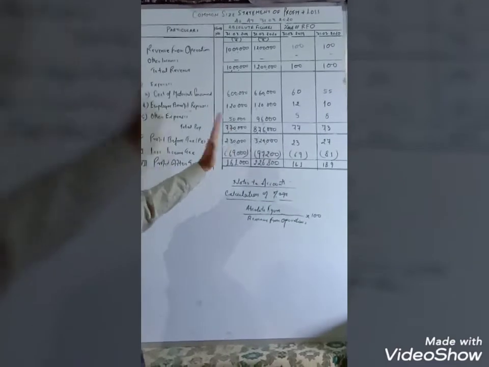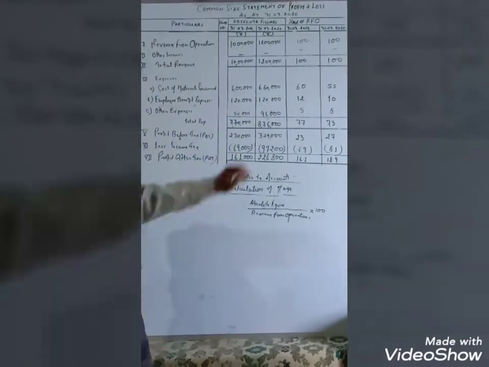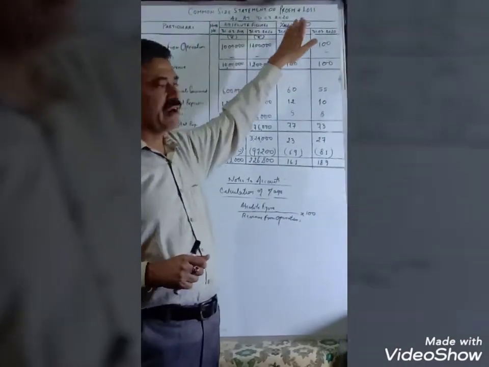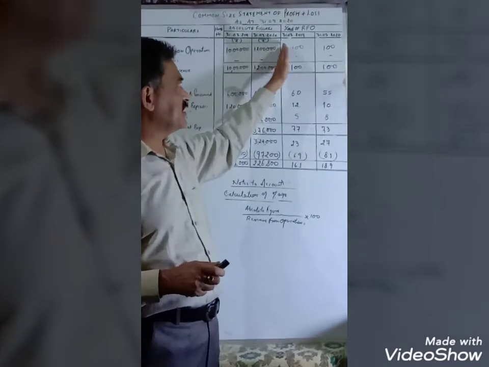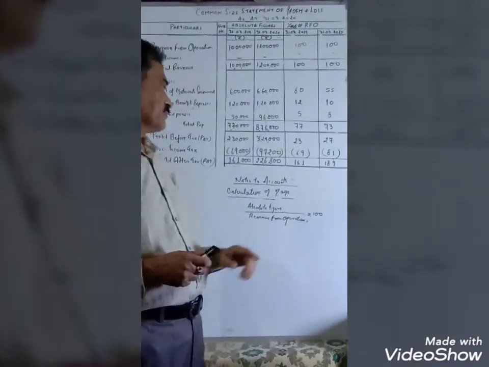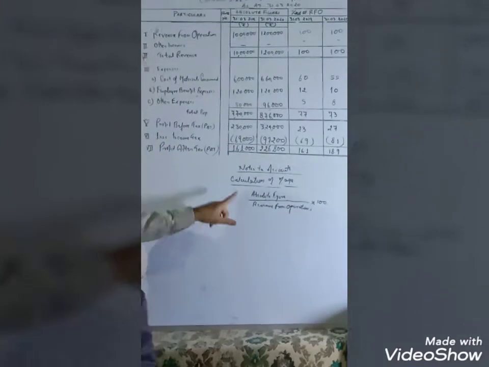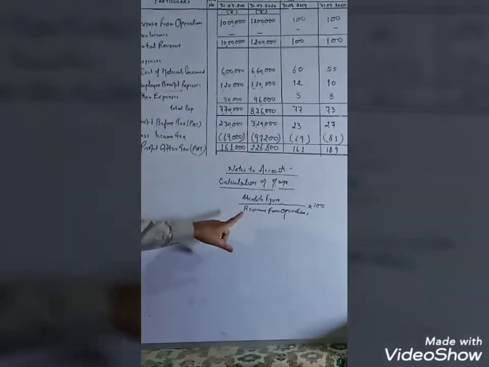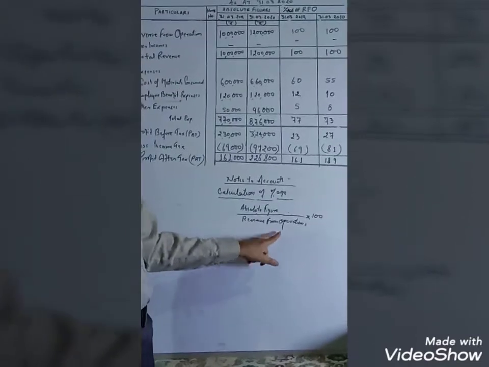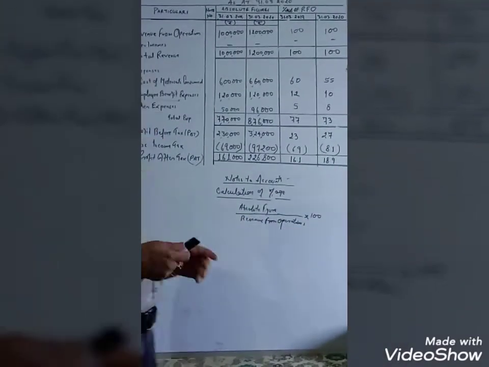Now we have to convert each and every individual item for both the years into percentage. So in the next column, percentage of revenue from operations for the year 2019 and for the year 2020. The formula for conversion into percentage is absolute figures divided by revenue from operations multiplied by 100.